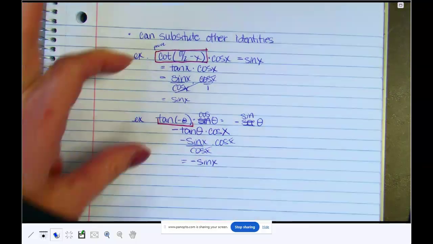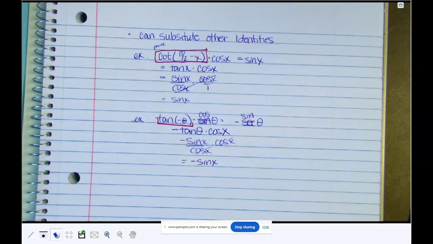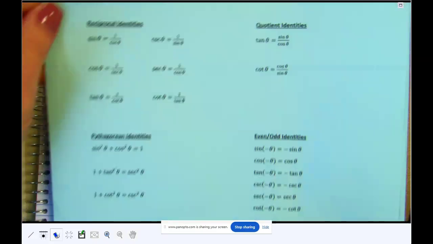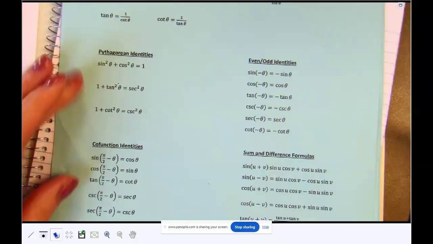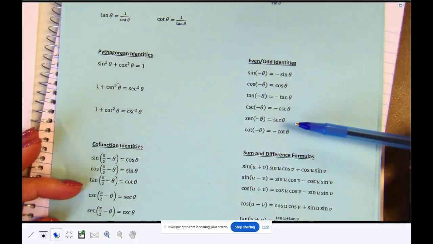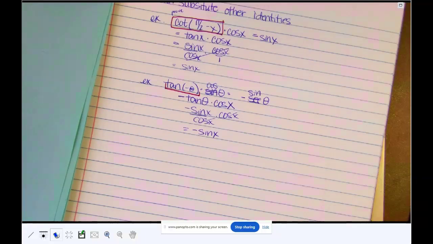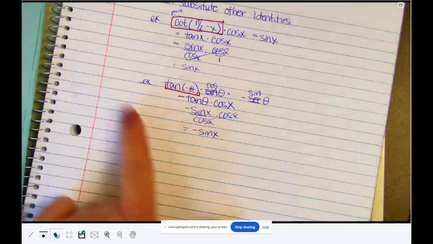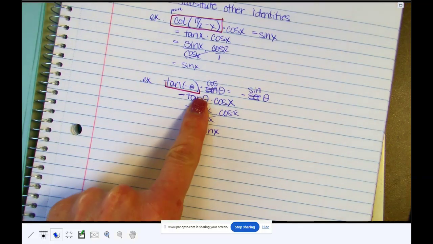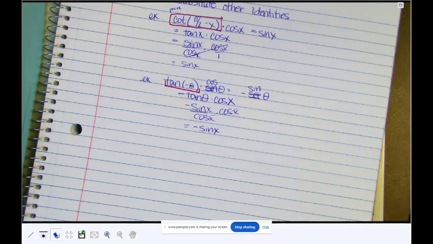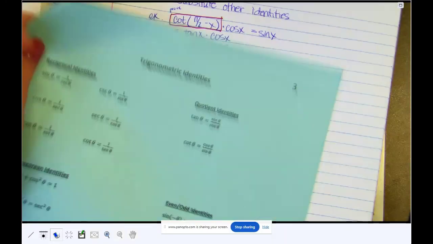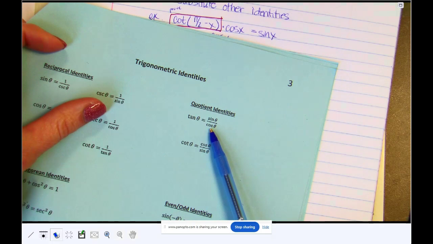Okay, so that's what I mean. You can substitute other identities. It doesn't have to be just the dogs. But I will say the difference between these and the dogs is that these don't have to be rearranged, because this is just one thing. There's no rearranging. Yes, Andy. Can you explain where the fraction comes from? This fraction? What's tangent? That's the quotient identity. So on your paper, quotient identity, tangent is sine over cosine. Okay.